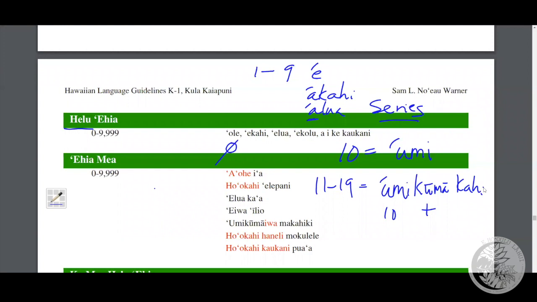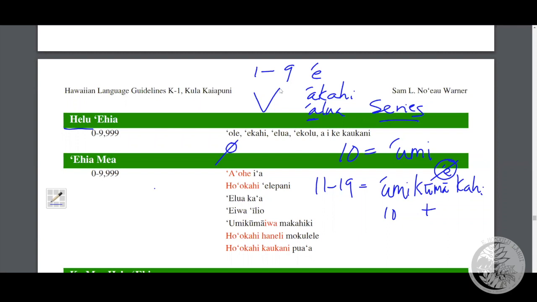Now you notice there is no e here. Like I said, from 1 to 9 you have that e sound, so it is not umi kuma ekahi, but umi kuma kahi, umi kuma lua, umi kuma kolu, umi kuma ha, umi kuma lima, umi kuma ono, umi kuma hiku, umi kuma valu, umi kuma iva. Of course, that e sound is dropped. Sometimes, instead of kuma, you might hear people use kumama, which is more traditional: umi kumama kahi, umi kumama lua, umi kumama kolu. Same thing. And so this is how we express from 0, ole, all the way to 19.